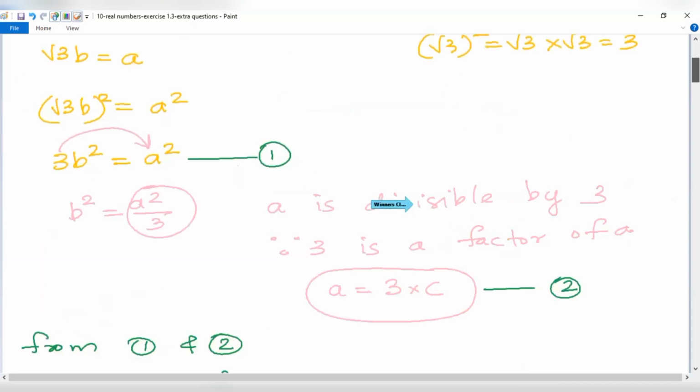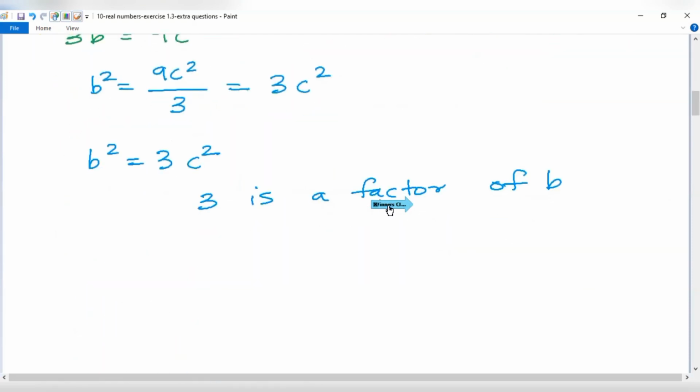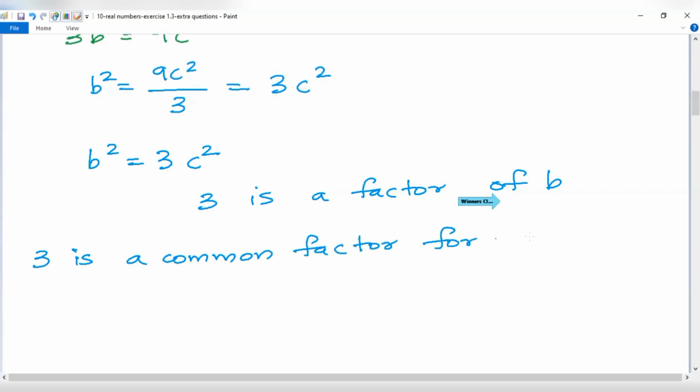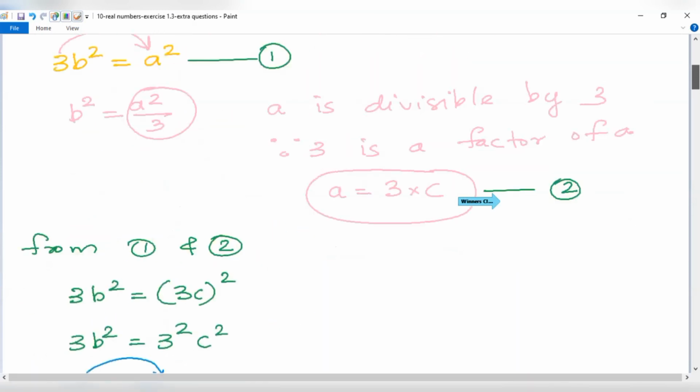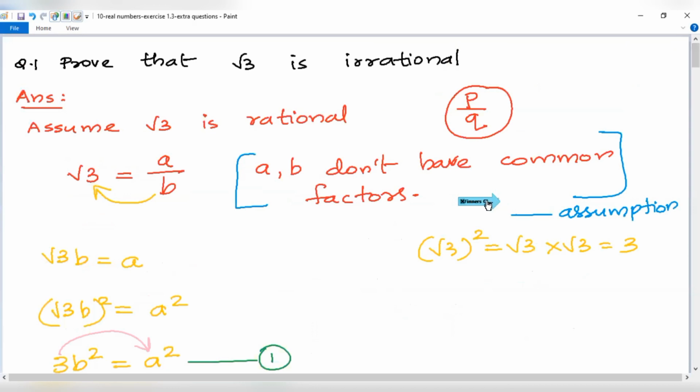So finally, we can tell that 3 is a common factor for a and b. This is against our assumption, right? So we can say root 3 is not rational. In the beginning, we assume that it is rational, but now we prove that it is not rational, otherwise it is irrational.